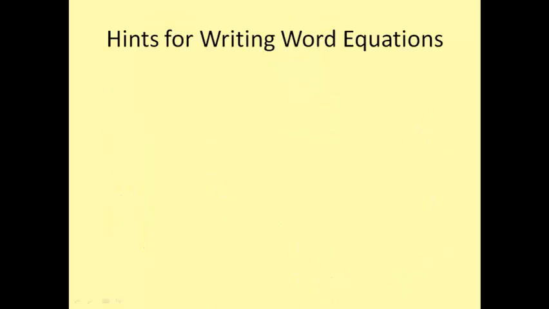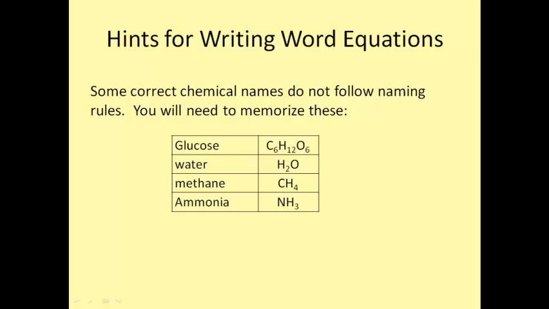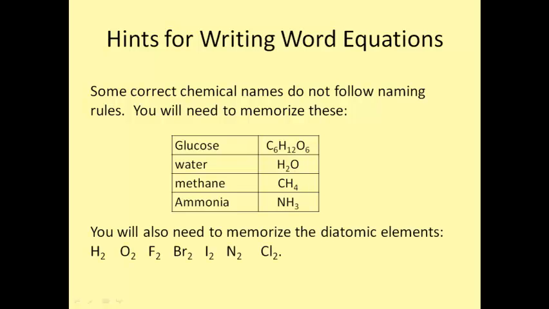Here are some hints for writing word equations. Some correct chemical names do not follow naming rules that we learned earlier. You will need to memorize these. They include glucose, C6H12O6, water, H2O, methane, CH4, and ammonia, NH3. In addition, you will also need to memorize the diatomic elements: hydrogen, oxygen, fluorine, bromine, iodine, nitrogen, and chlorine.